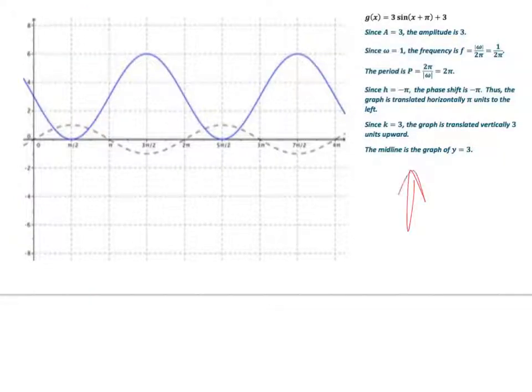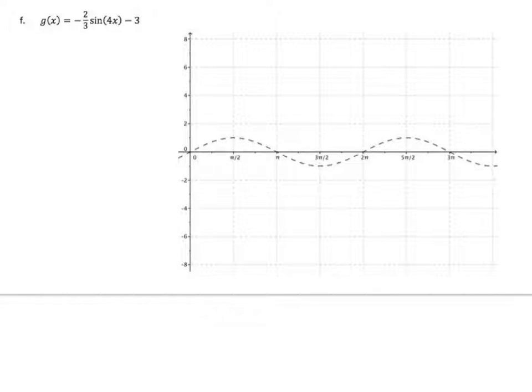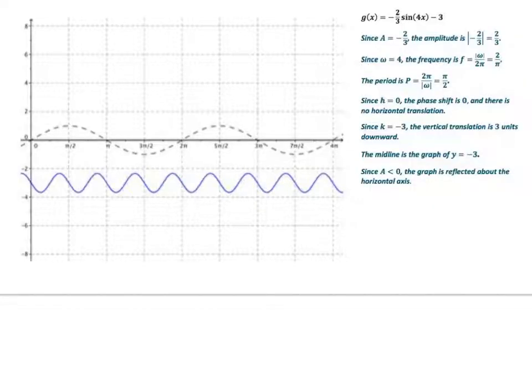Okay, so what we just did, the period's 2 pi, but we shifted it. So if we look from here to here, that is 2 pi, or from here to here. Okay, go ahead and look through it. Push pause, get some details. There's our answer. Okay, see if it makes sense.